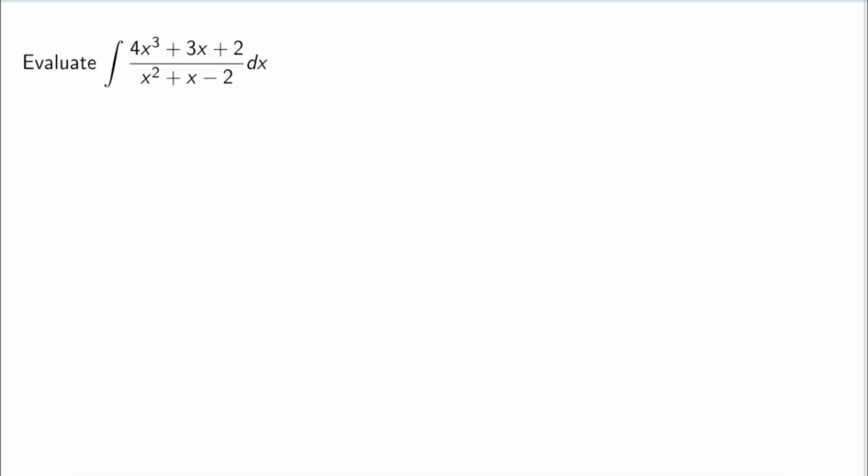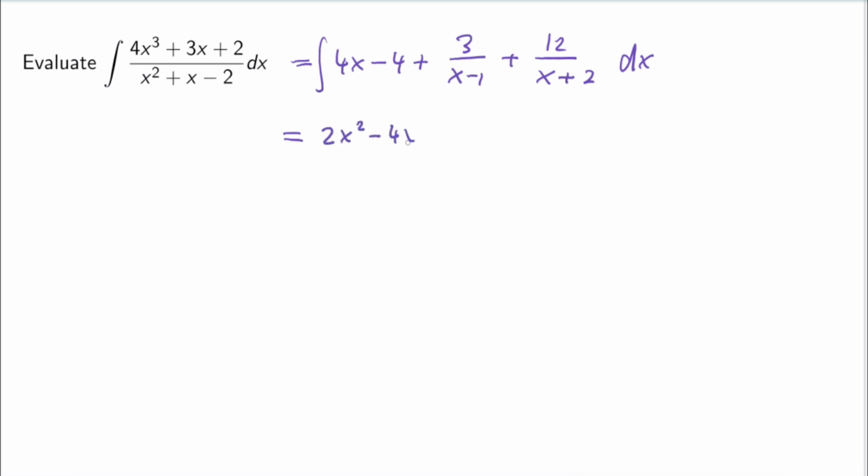And we are able to solve this integral. So then this integral becomes the same as the integral over 4x minus 4 plus 3 divided by x minus 1 plus 12 divided by x plus 2 dx. And then I can do all of these. X goes to x squared with a factor 1/2, so we get 2x squared. Minus 4 becomes a minus 4x plus 3 log of x minus 1 plus 12 log of x plus 2. And guess what? The constant. So that's how this works.